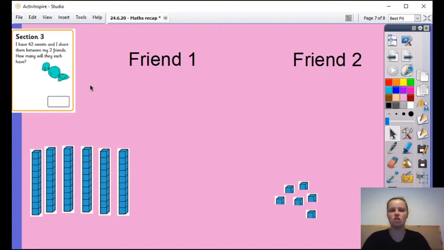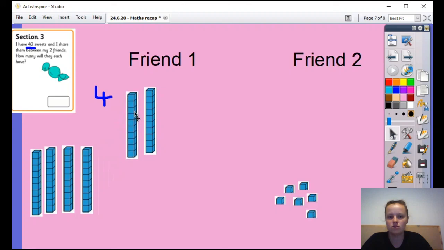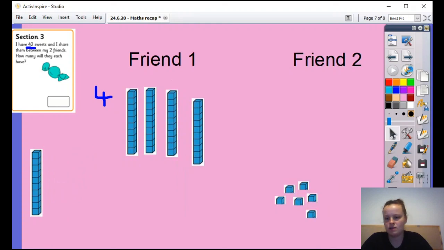So what we could do is look at the number 42. How many 10s does 42 have? It's got 4 10s, doesn't it? We've used these in school a lot, our 10 rods, our Dienes rods. So 1, 2, 3, 4, 5, 6, 7, 8, 9, 10. You can see that these show a 10. So we need 4 of these. So 1, 2, 3, and 4. Okay, so I can get rid of these 2.